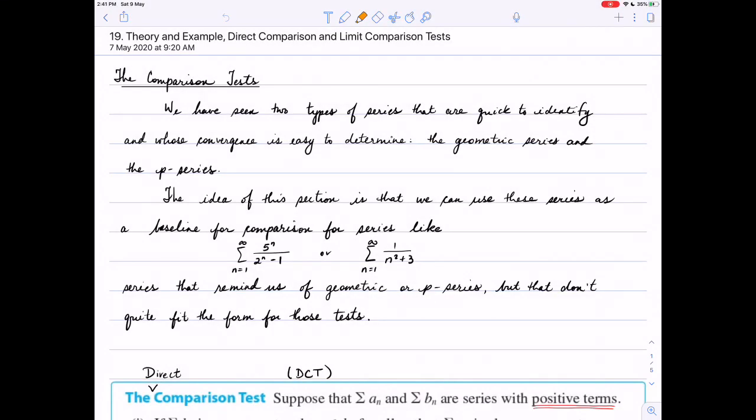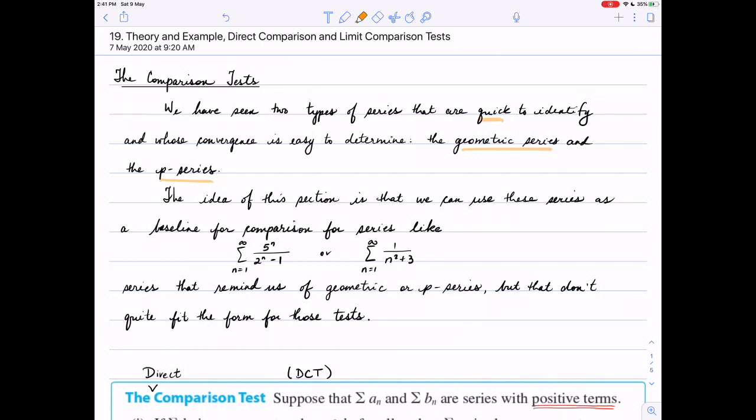In this video, we're going to be talking about two types of comparison tests, the direct comparison test and the limit comparison test. We have seen two types of series that are quick to identify when they're convergent and divergent, and those are the geometric series and the p-series.